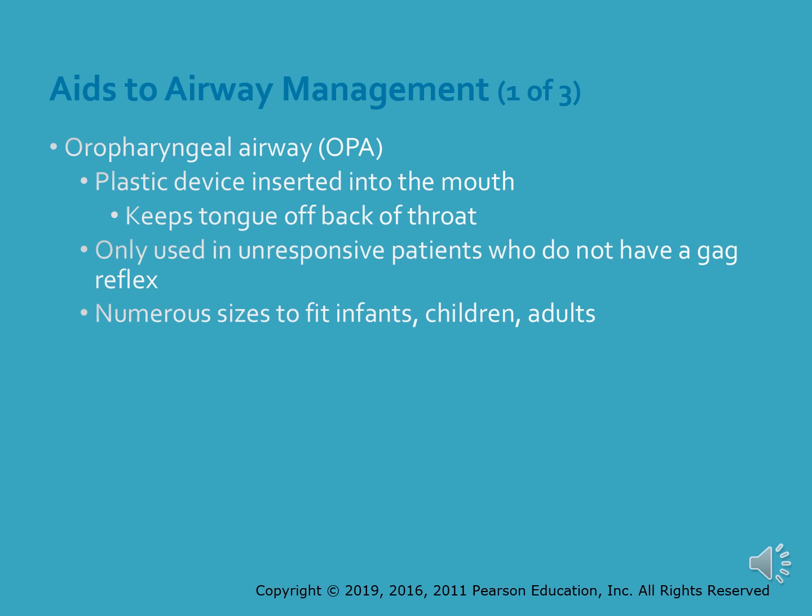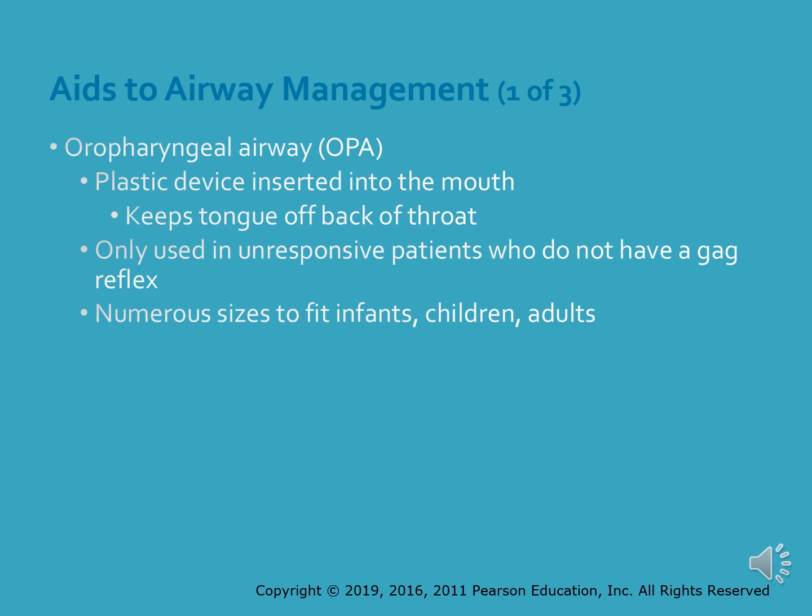There are 2 common types of airway adjuncts commonly used by emergency medical responders. The first one is an oropharyngeal airway, also known as an OPA. And the second one is a nasopharyngeal airway, known as an NPA. As you learn to use these devices, it is important to understand that they are only adjuncts or aids that assist you in managing a patient's airway and breathing status. They do not guarantee an open airway.